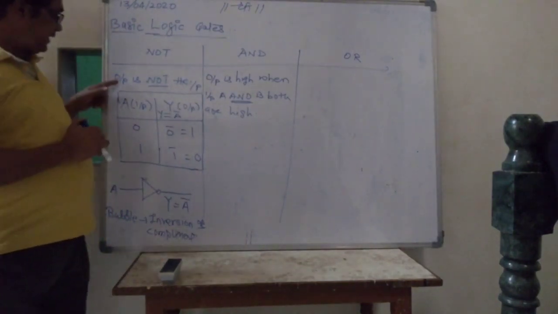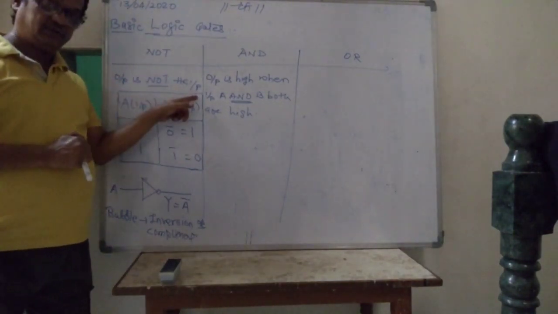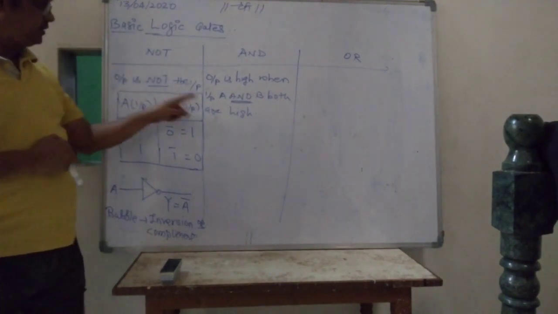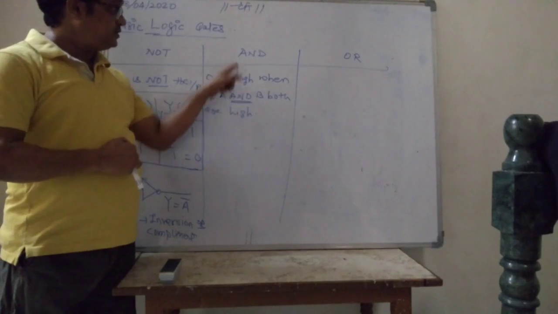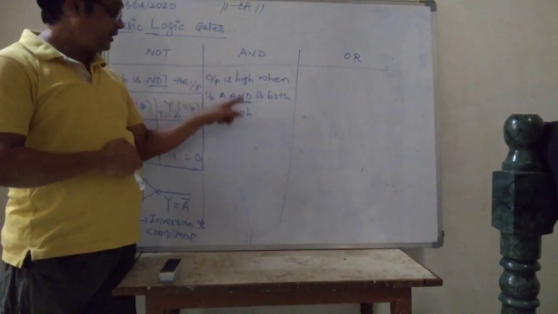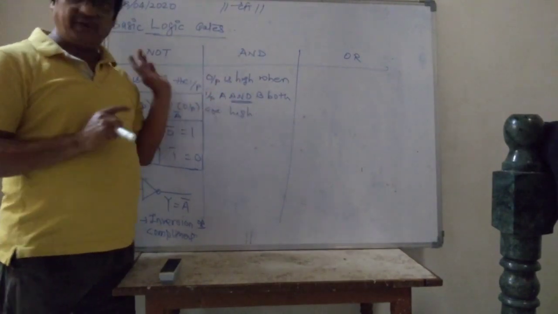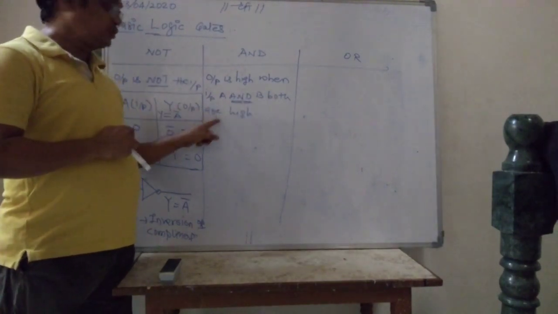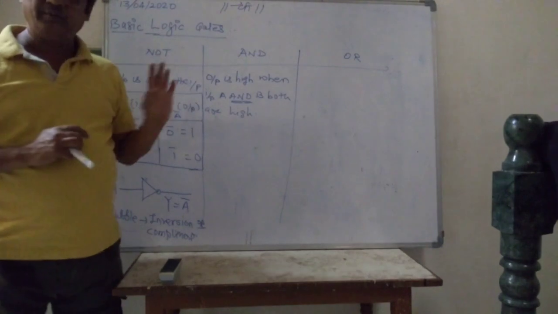So here I have defined the gate. Output is not the input. NOT is the name of the gate, but its meaning is the dictionary meaning. Here also, AND is the name of the gate, but the meaning is the dictionary meaning. A and B, there are two inputs, both should be high, then only the output will be high.